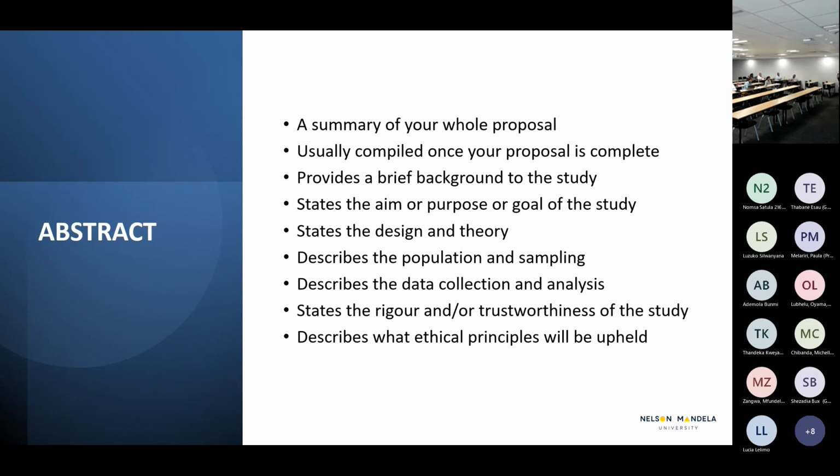Because it's a summary of the whole proposal, and you only know once you finish the proposal what is going to go in the abstract. But you do know some things. So usually it's compiled once your proposal is complete. It provides a brief background to the study. It states the aim or the purpose or the goal of the study. That's usually paragraph 2. It states the design and theory, the population and sampling, data collection and analysis, and it states the rigor or trustworthiness of the study, as well as the ethical principles that will be upheld. So it's usually one page, and you've got more or less 4 paragraphs in an abstract. We try to keep it within that page.